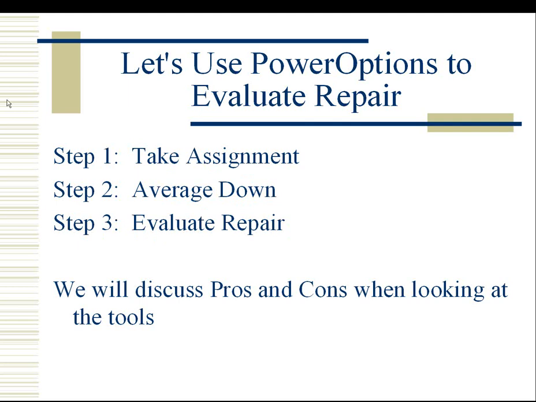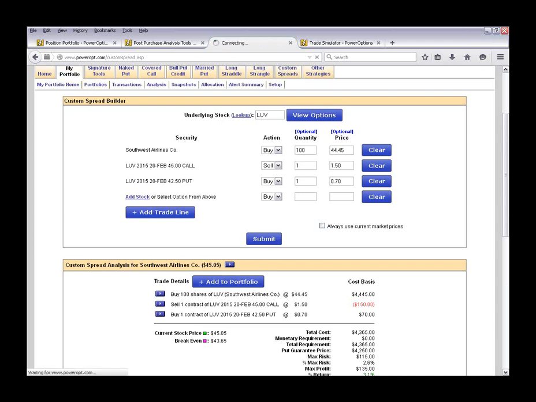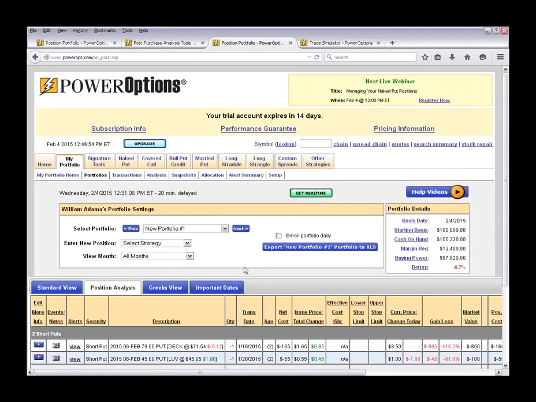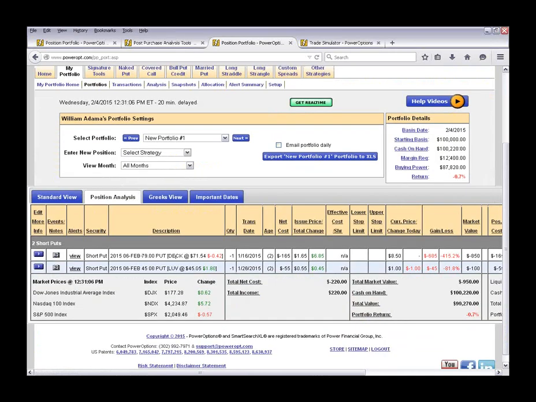So let's go back to Power Options, and we're going to go over to our portfolio screen again. We already saw the position on LUV. Now let's take a look at DECK. All right, so the stock is currently trading at 71.54. We've sold the 79 put that expires this Friday. We did take in $1.65.